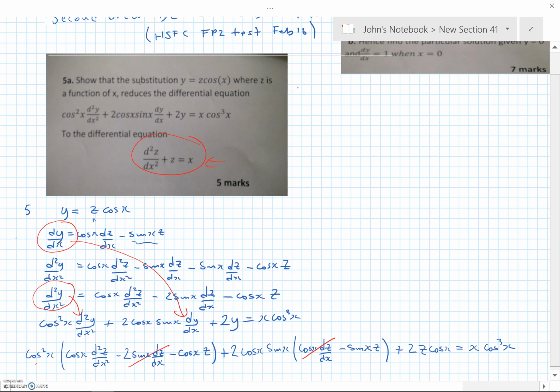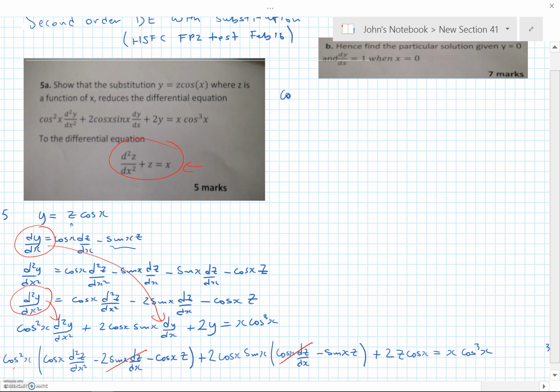So I've got cos cubed x d2z by dx squared, minus cos cubed x z, minus 2 cos x sine squared x z, plus 2 z cos x, equals x cos cubed x.